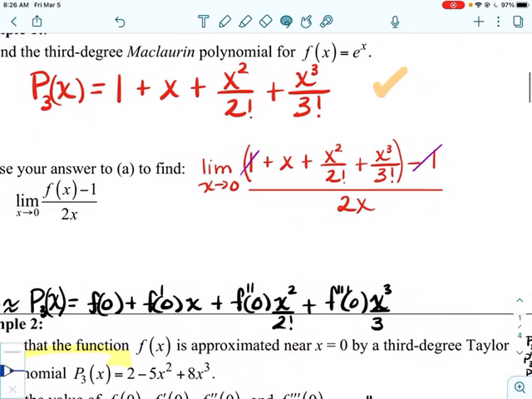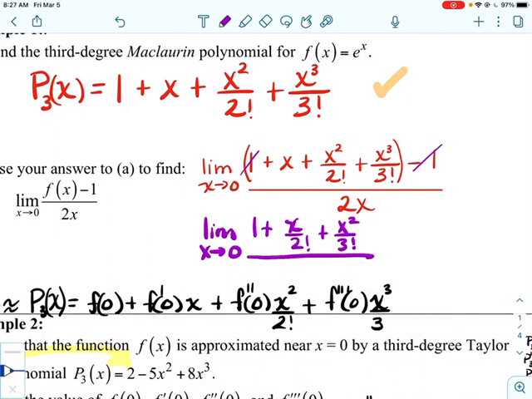So we then have the limit as x approaches 0 of 1 over 2 factorial, if you will, plus x over 3 factorial. And I'm just going to leave the 2 there. So I just canceled the x, since I have the 2 in the denominator. So when you plug 0 in, the limit is equal to 1/2. Okay? So that's it for that one.